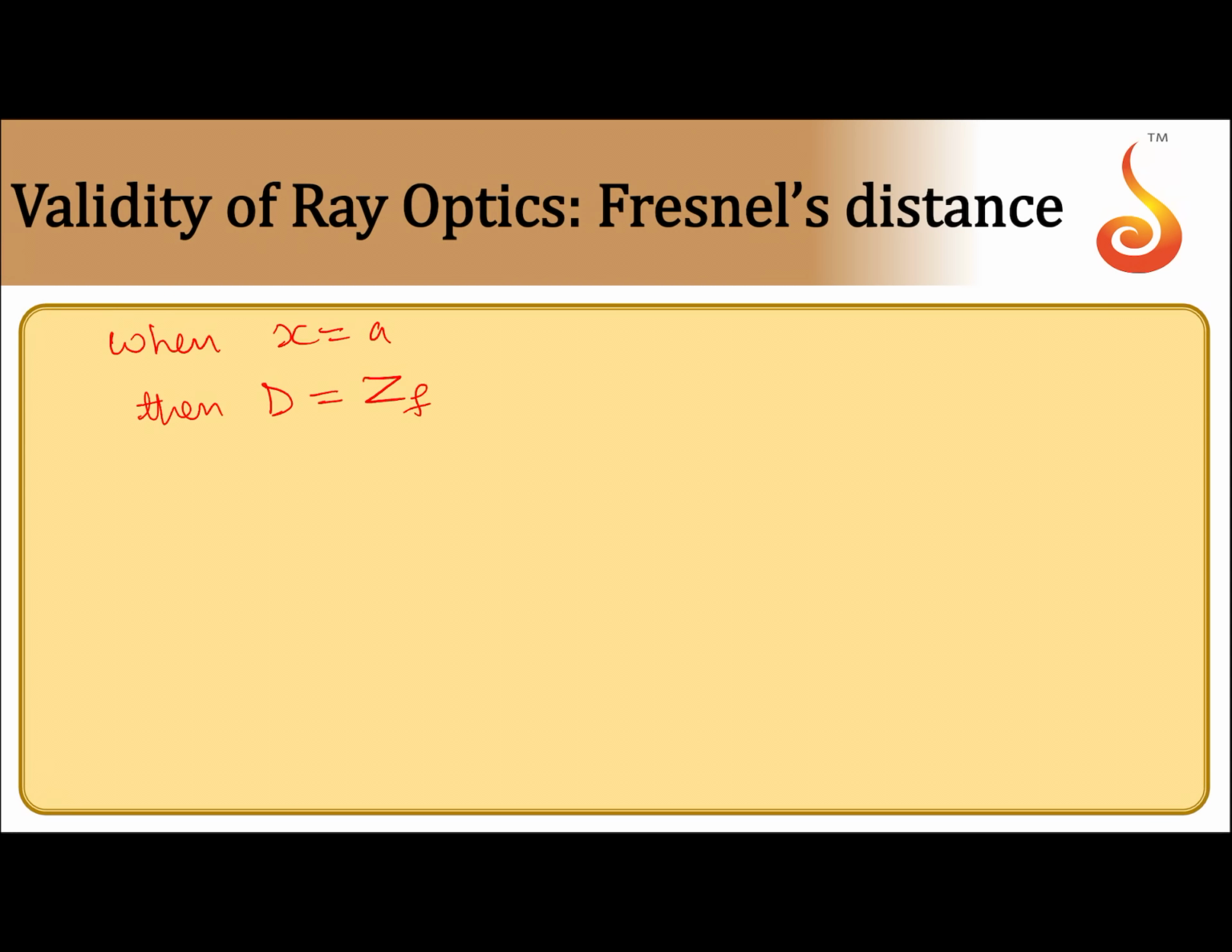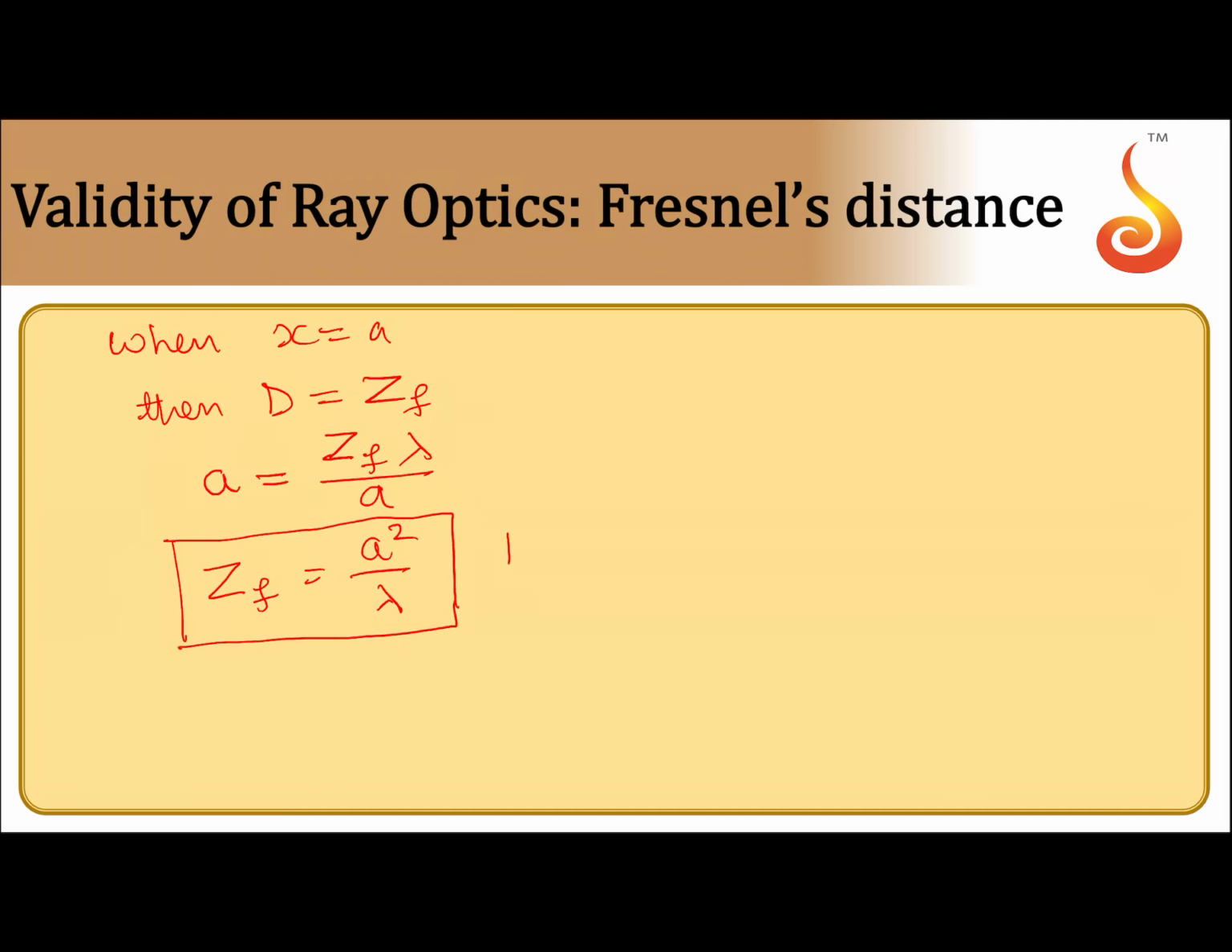Substitute that in the given equation. So x equal to a gives a is equal to ZF lambda divided by a. Solve for ZF: ZF is equal to a square by lambda. So this distance is called Fresnel's distance.